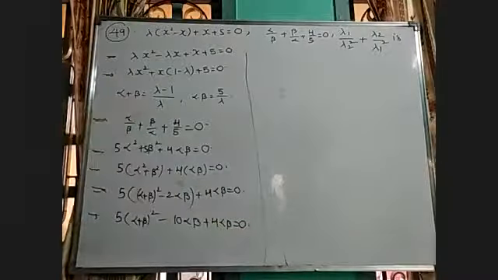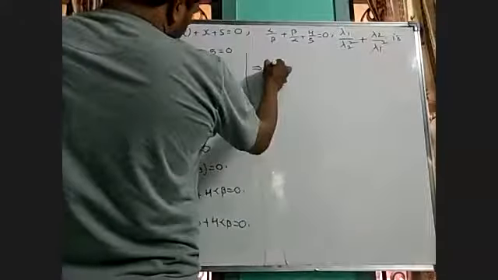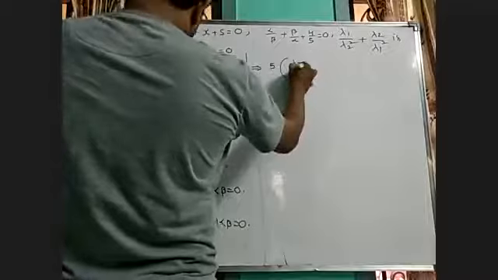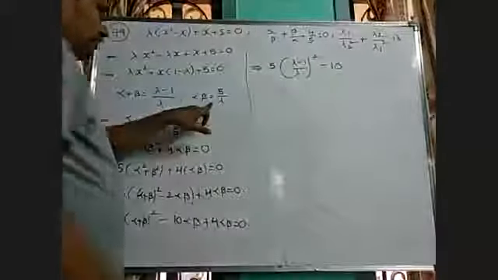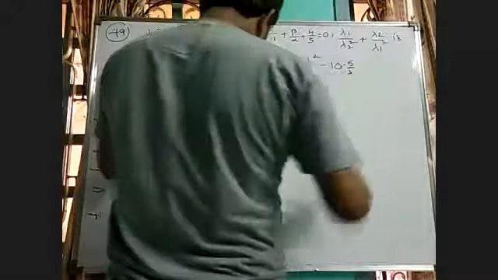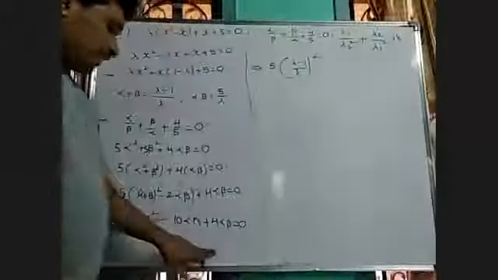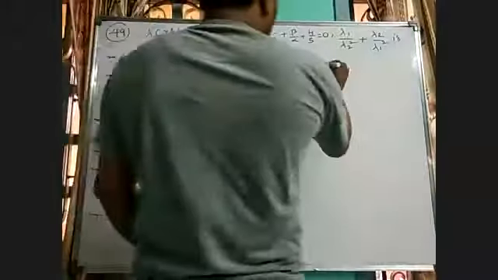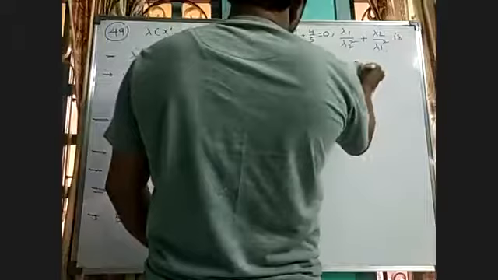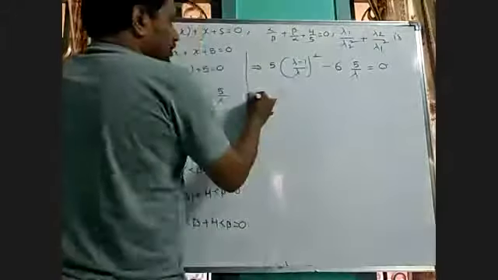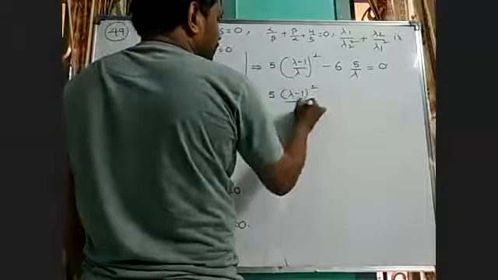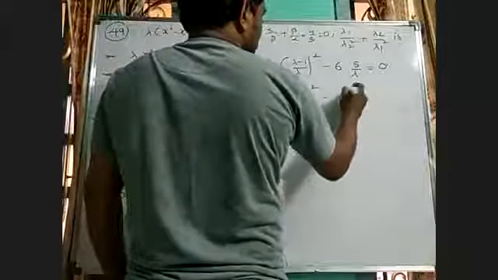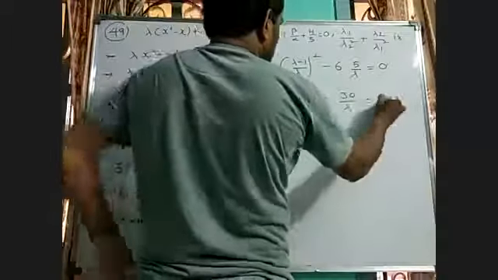Okay, next in this question, if we take alpha plus beta, 5 into lambda minus 1 by lambda whole square minus 10 into alpha beta, 5 by lambda, plus 4. Otherwise you subtract it, what will be directly? Minus 6 alpha beta. Minus 6 into alpha beta is 5 by lambda equals to 0. Here 5 into what will we get? Lambda minus 1 square by lambda square minus 6 by lambda equal to 0.